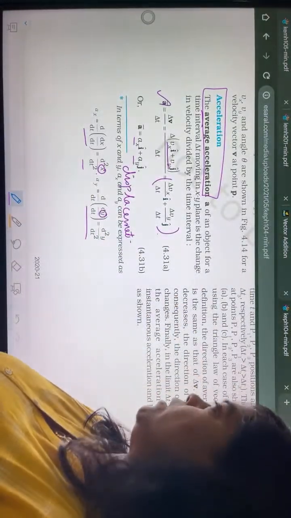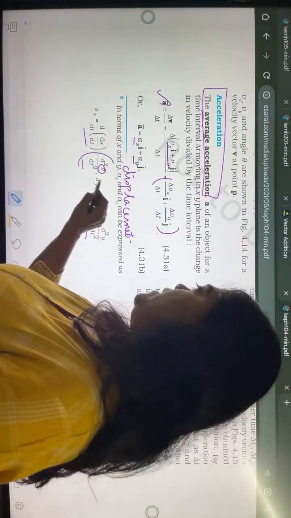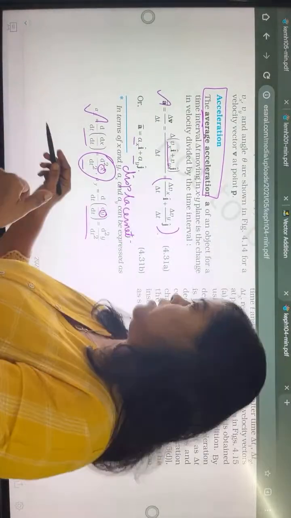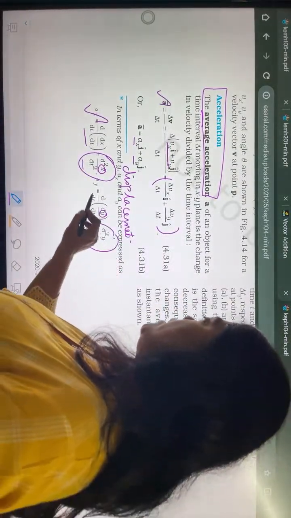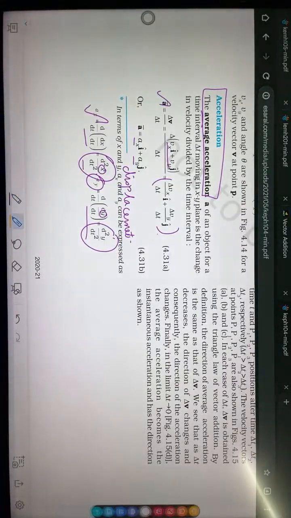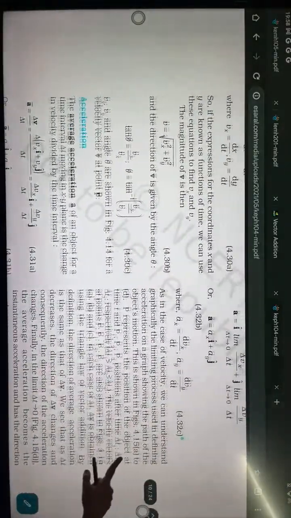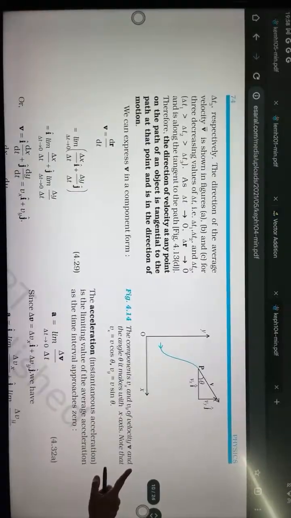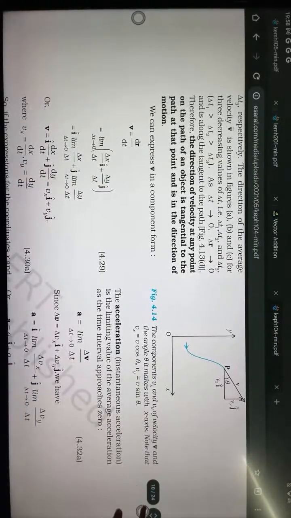Is it clear for you now? So d square x by dt square shows the acceleration along the x direction, and d square y by dt square shows the acceleration along the y direction. Got it? Then do listen. I am teaching each and every line from your book, so go through it properly. Parallelly you can learn. Okay, it is easy for you.